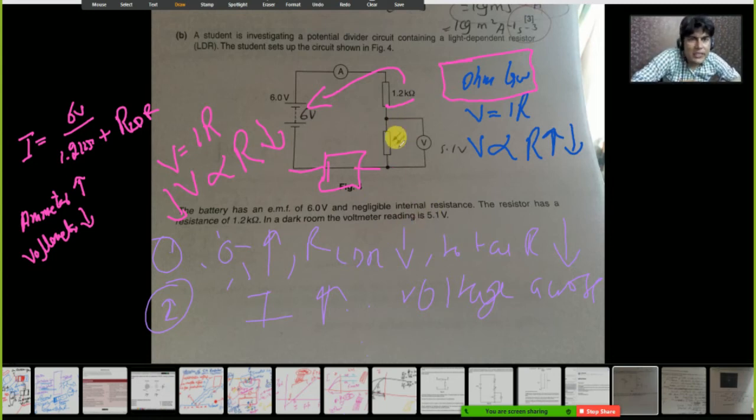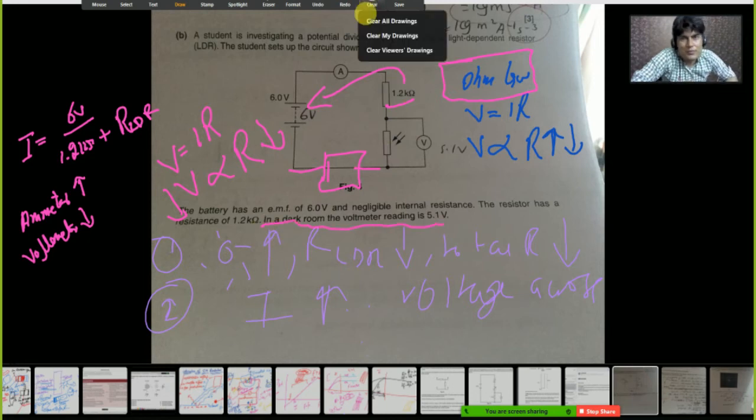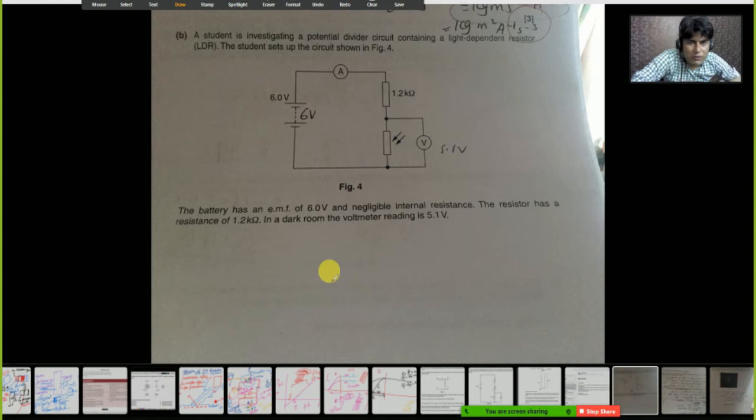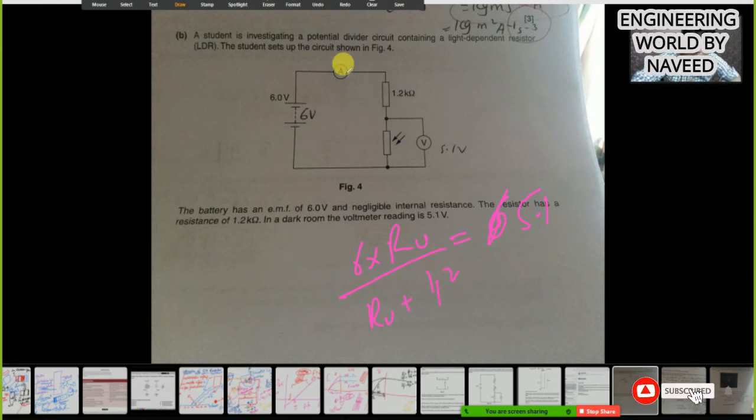First we need to find this resistor value, and we need to check whether this resistor value is greater than this value or less than this value. If it is less than this value, then the voltage will get decreased. So first we need to check the resistor value. We need to find it using the voltage divider rule. So that will be R into R unknown divided by R unknown plus 1.2 kilo. This is kilo. So that will be 5.1, and this will be 1200.